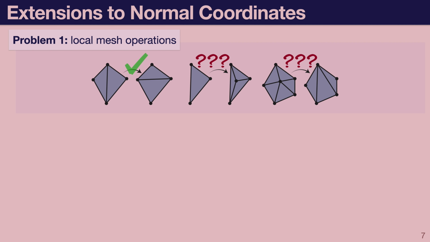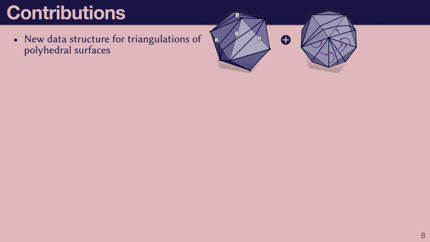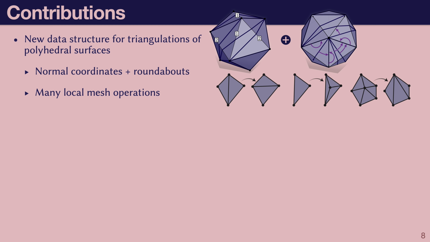The second problem is that when you encode a triangulation with normal coordinates, it can be surprisingly hard to tell which edge is which. To do so, we employed roundabouts, a tool that we introduced earlier this year to perform a similar disambiguation. In this work, we proposed a robust new data structure for intrinsic triangulations, which relies on normal coordinates augmented with roundabouts and supports a variety of local mesh operations.